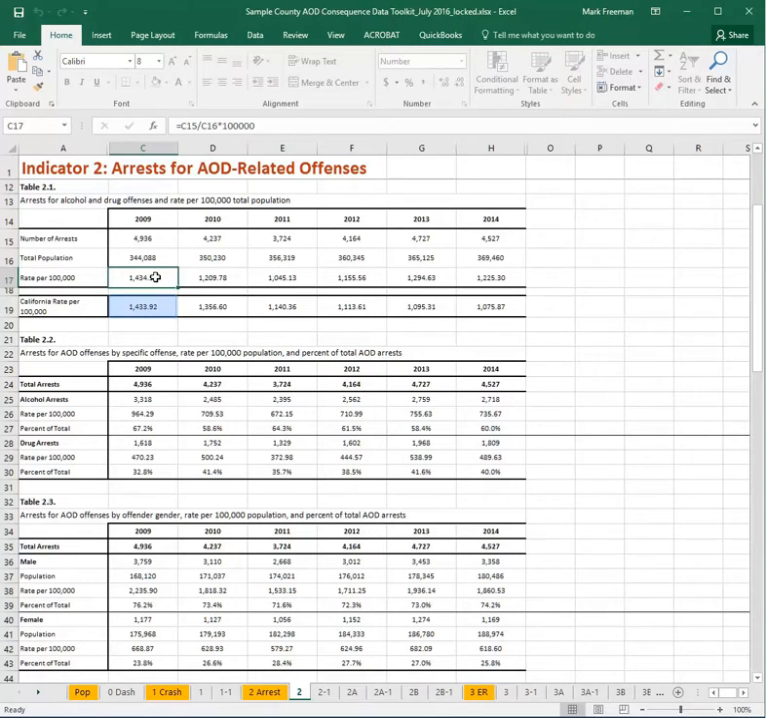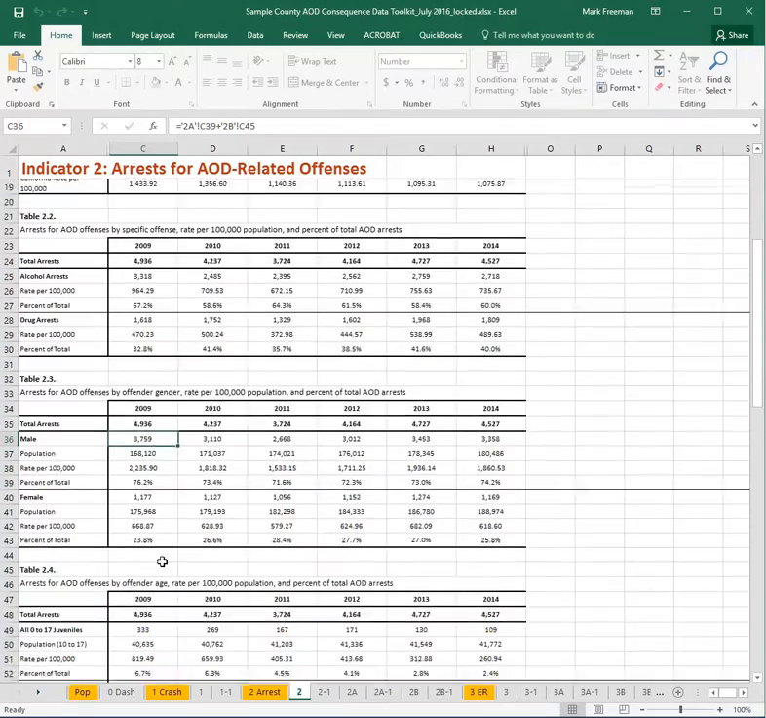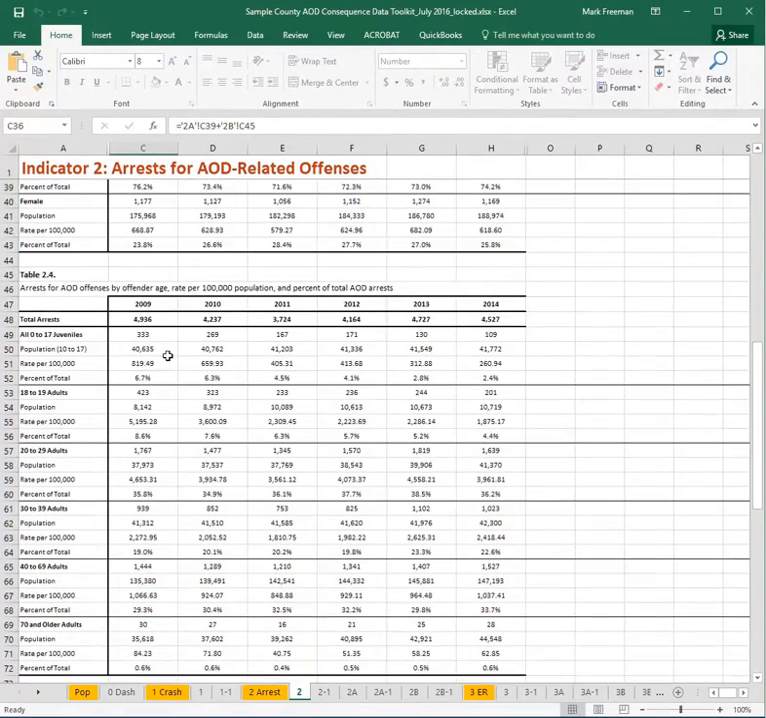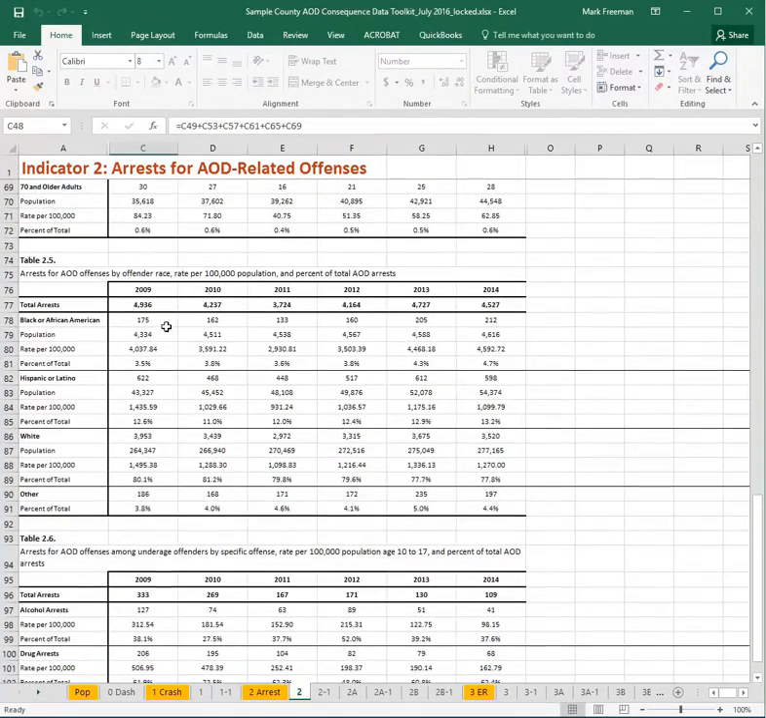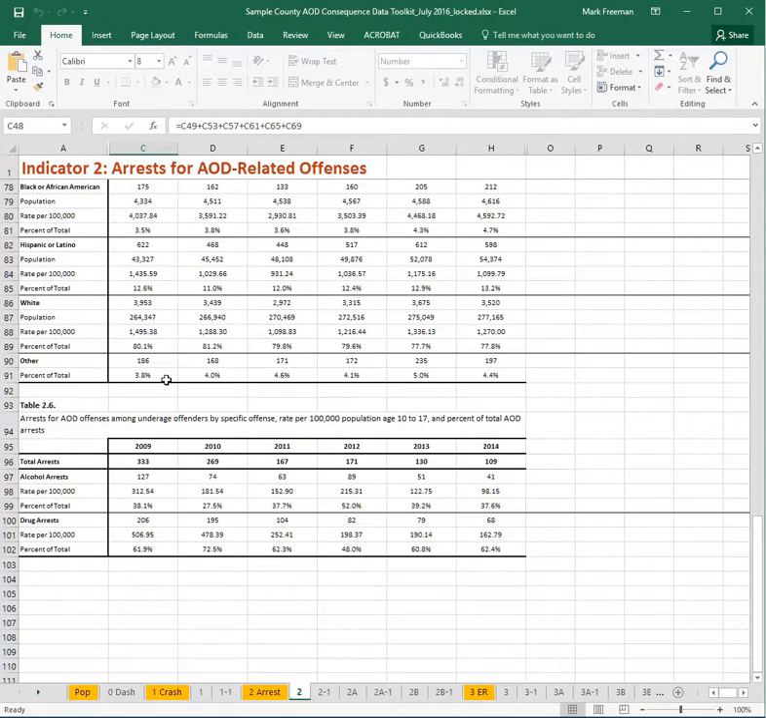The first table shows a comparison between the county rate and the state rate. And then in the alcohol and drugs tab, we'll also compare alcohol with drugs, and there are rates and percentages. And then we'll look at demographic groups. We have males and females. We have tables for each age group, each race category, and in some cases we'll even include juvenile offenders. And so we're comparing alcohol and drugs in this last table.